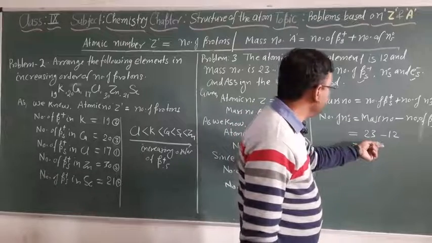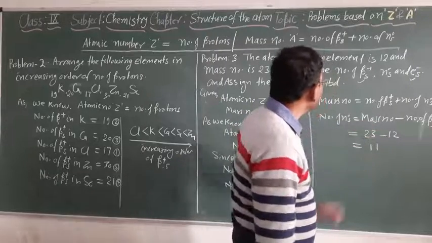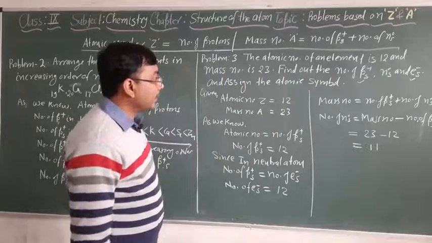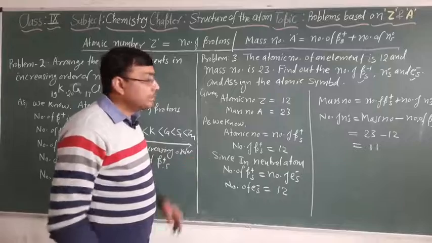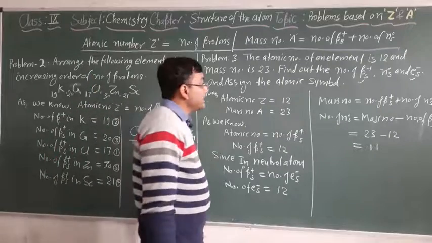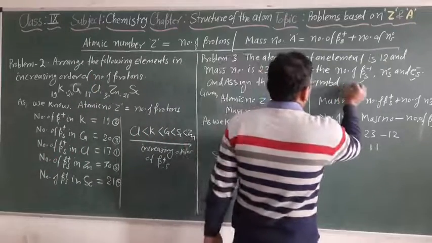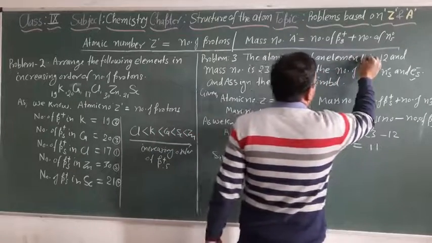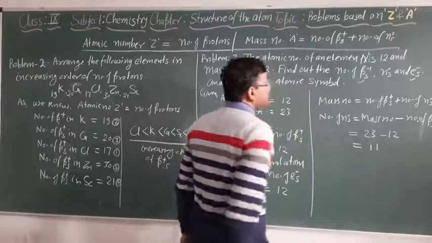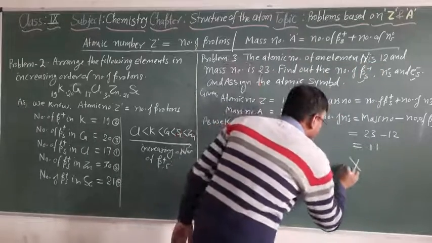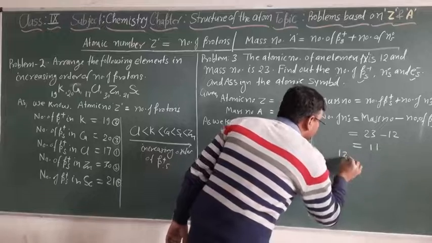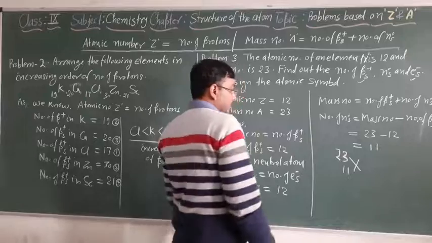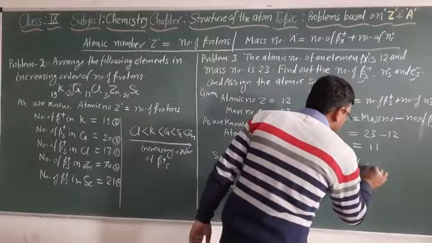Another, assign the atomic symbol. So now see, assign the atomic symbol. Number of protons 12. So 12, which element? Calcium. Or suppose that X is the element, the atomic symbol X with atomic number 12 and mass number 23. So this is the atomic symbol of X. Clear?